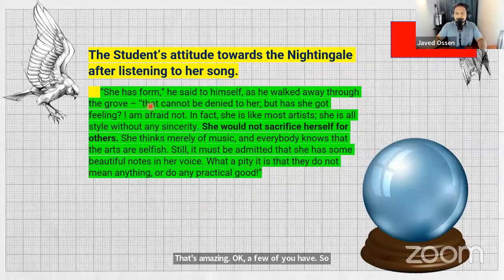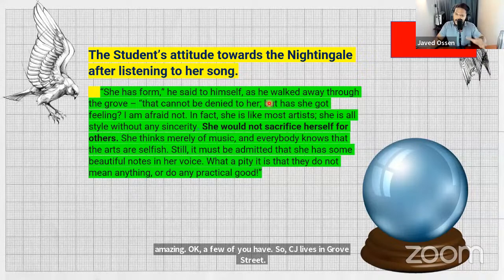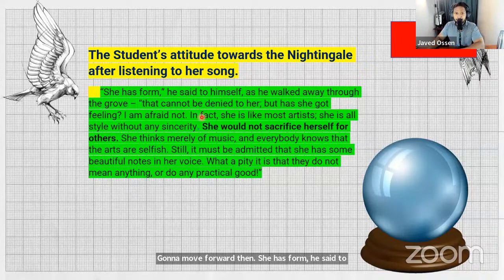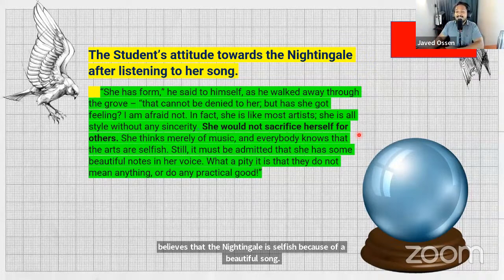"Gonna move forward then. She has form," he said to himself as he walked away through the grove. "That cannot be denied to her. But has she got feeling? I am afraid not. In fact, she is like most artists. She is all style without any sincerity. She would not sacrifice herself for others. She thinks merely of music, and everybody knows that the arts are selfish." The young student believes that the arts are selfish. He believes that the nightingale is selfish because of a beautiful song. But the opposite is true, right? Well done, Ammar. Well done, Arunya.